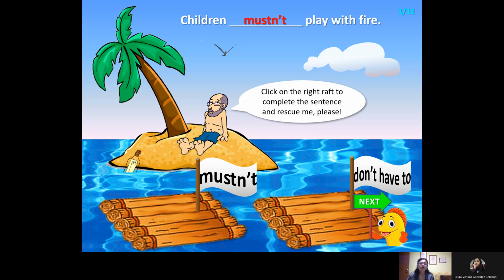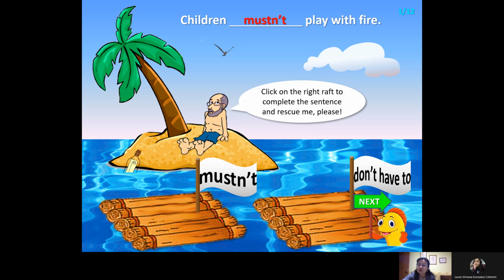Okay? And we are going to click on the right raft. The raft with mustn't or the raft with don't have to, in order to complete the sentence that is here in the top part. If your answer is okay, we are going to rescue Castaway. If your answer is wrong, he continues there on the sea. Okay? So we are going to save Castaway. Lo vamos a salvar de que no se nos hunda ahí en el mar.